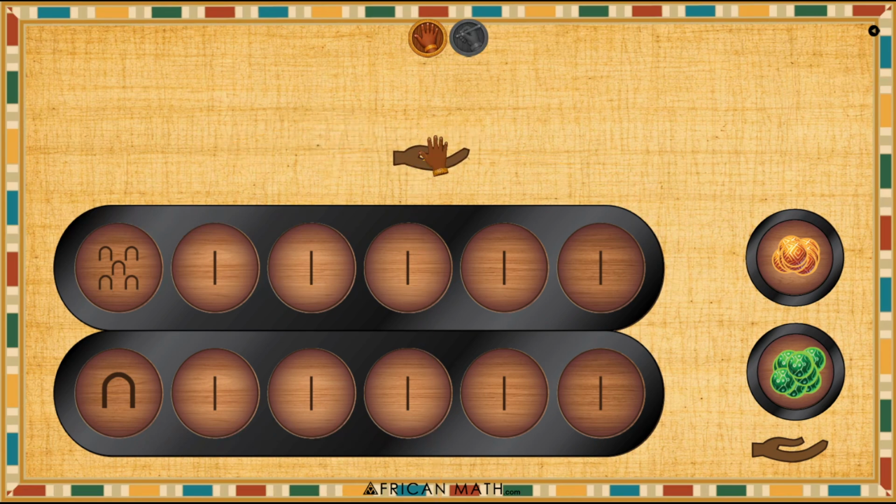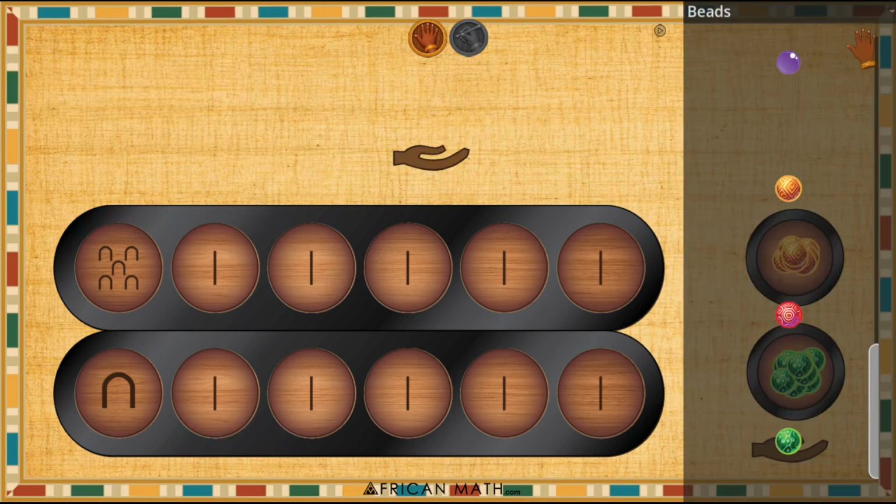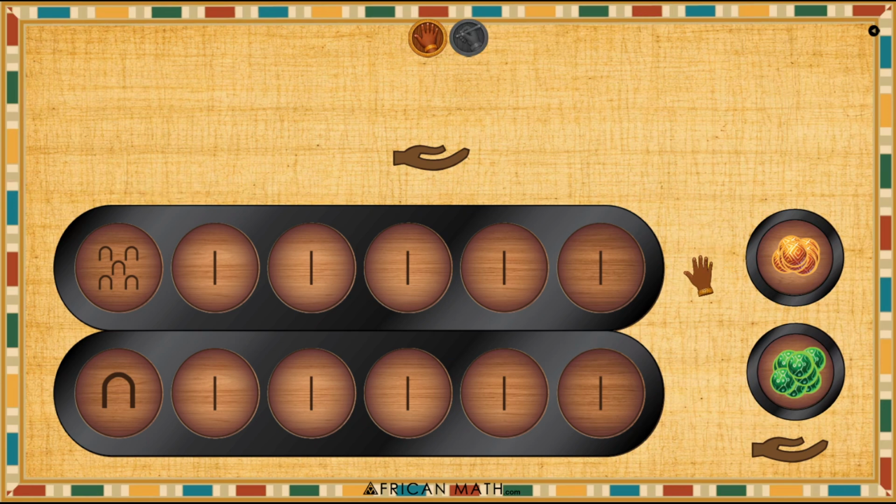Okay, now I'm going to go get some new beads. Let's use our yellow bits that we have. I'm going to use the yellow beads right here, and I'm going to put a bead in the hand. Now, can anyone guess what quantity the hand represents? Okay, if you said 5, then you are 100% correct.